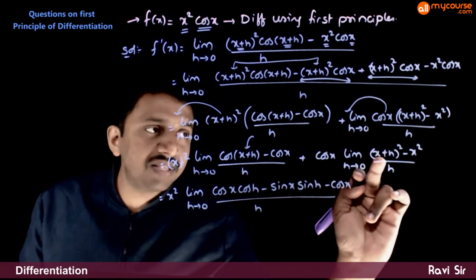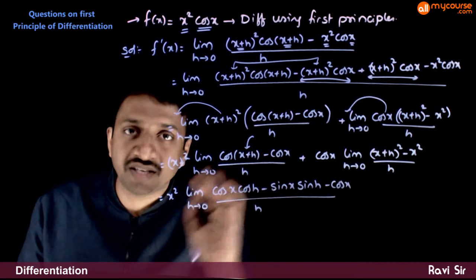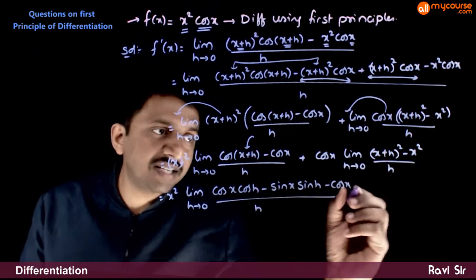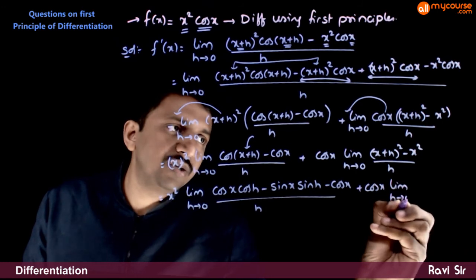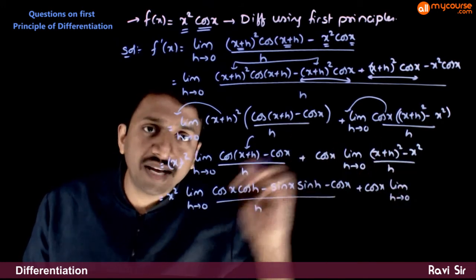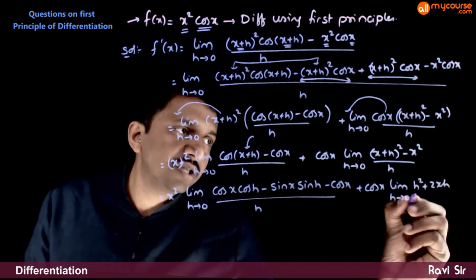And here, what is the expansion of x plus h whole square? X square plus 2xh plus h square. X square and x square get cancelled. Plus cos x times limit h tends to 0. If you expand this, x square and x square get cancelled, so h square plus 2xh by h.